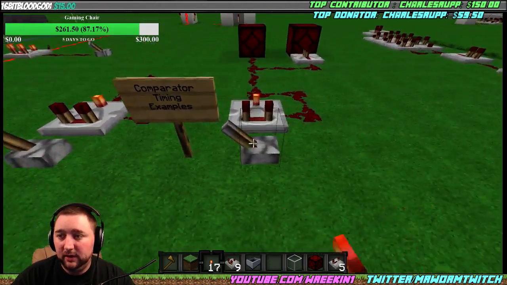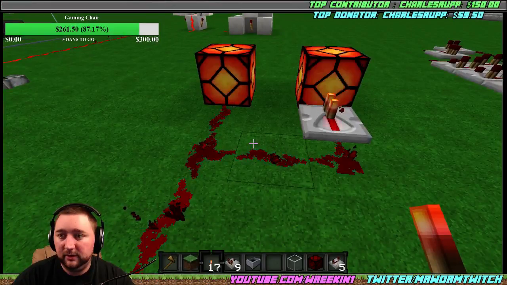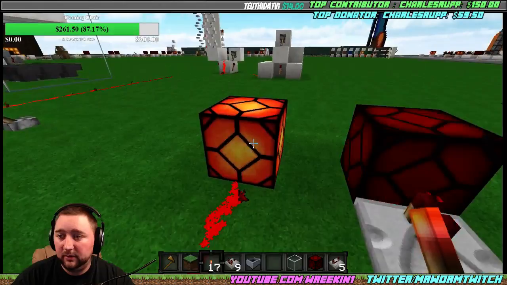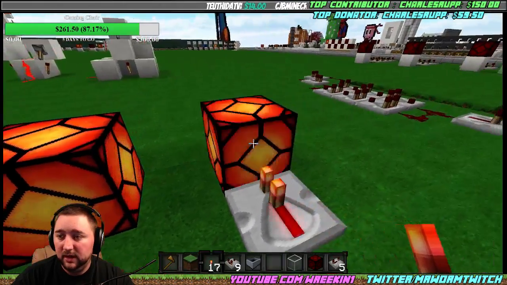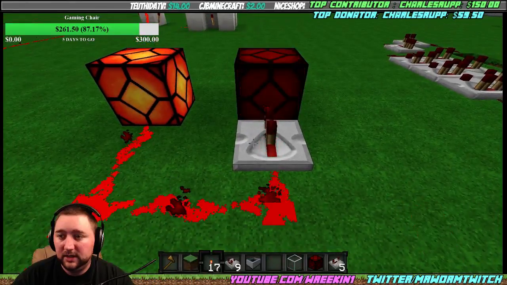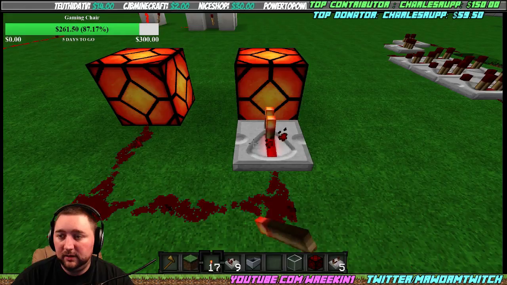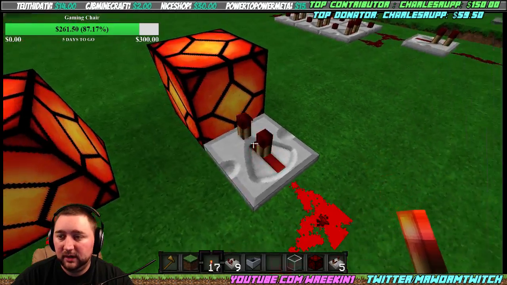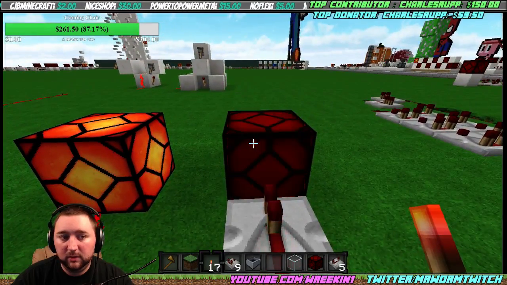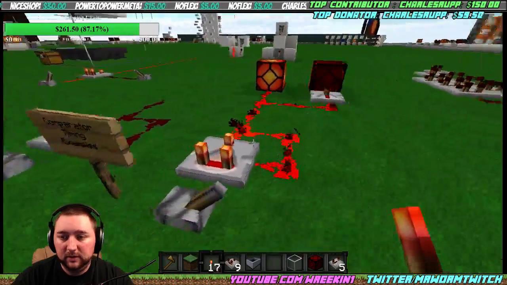Okay, so here's an example of that. Here we have two different signals at two different wavelengths. One is straight through, and you can see how it's a solid signal. And the other one is obviously flickering because we have ticked it out. And you can see how the hopper will still tick at 2 ticks, even though the redstone clock won't. Okay. So there's your example.